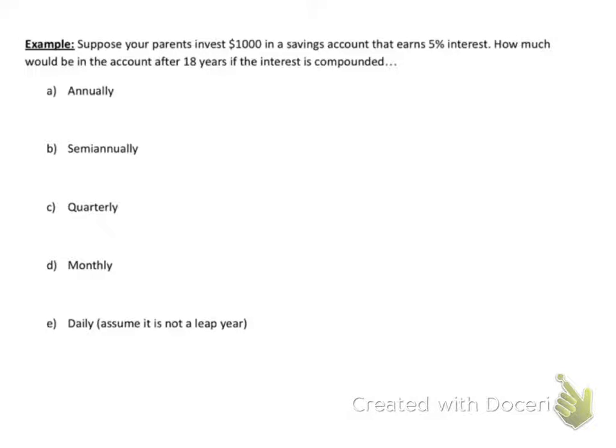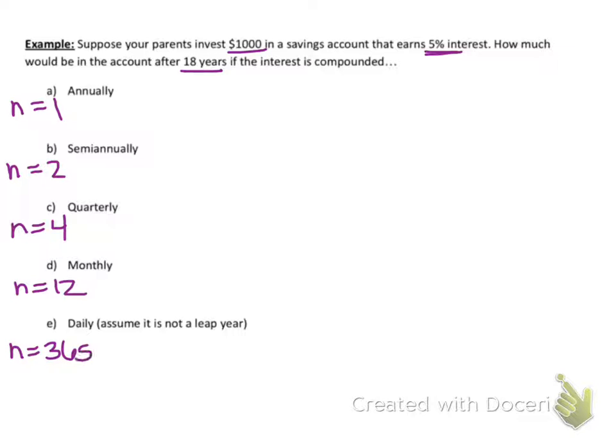So the next page, it says, suppose your parents invest $1,000 in a savings account that earns 5% interest. How much would be in the account after 18 years? So your P, your R, and your T will remain the same for all of these problems. Here, annually means N equals 1. For B, N is 2. For quarterly, N is 4. Monthly is 12, and daily is 365. So let's go ahead and set these up.